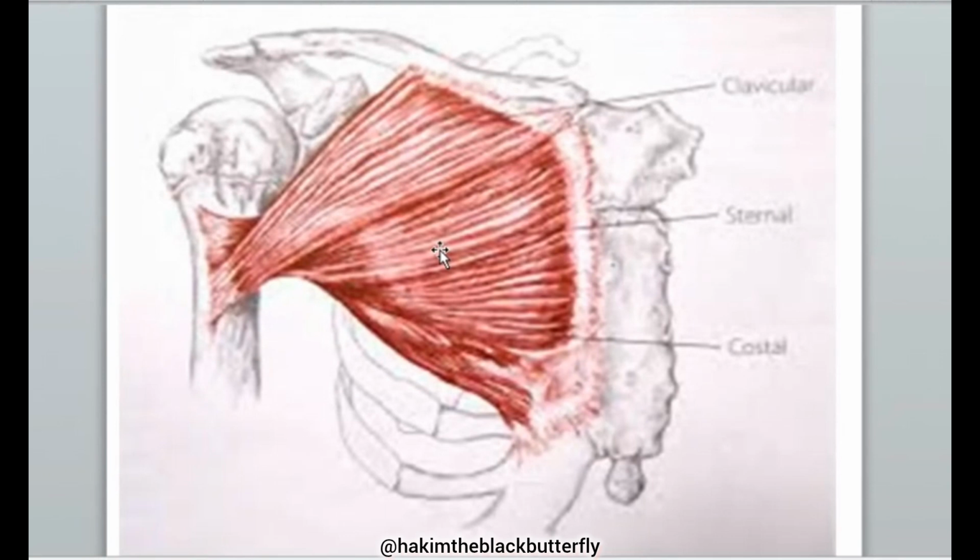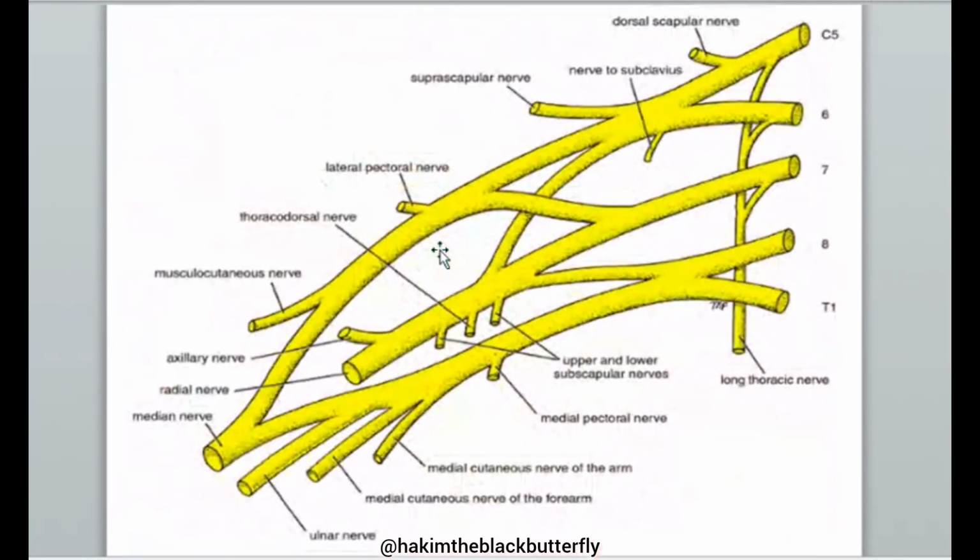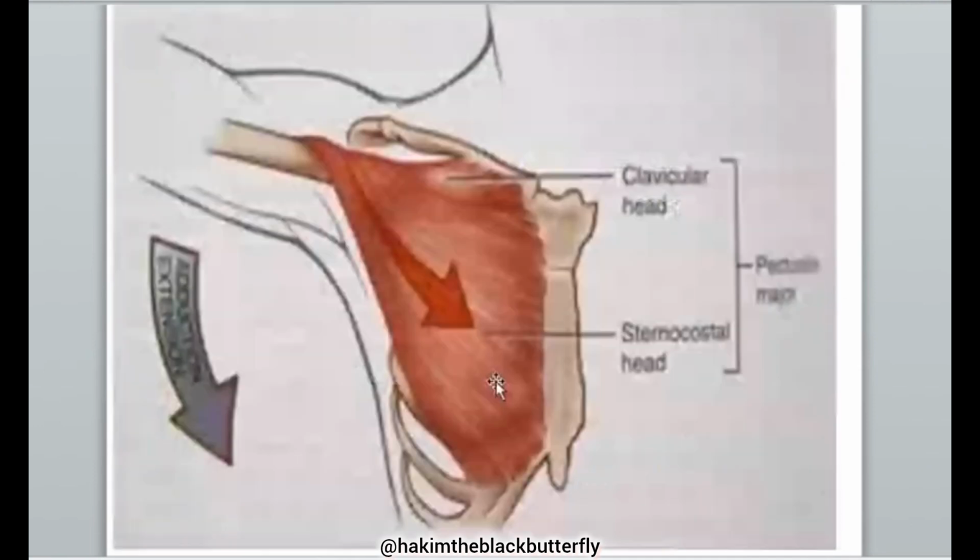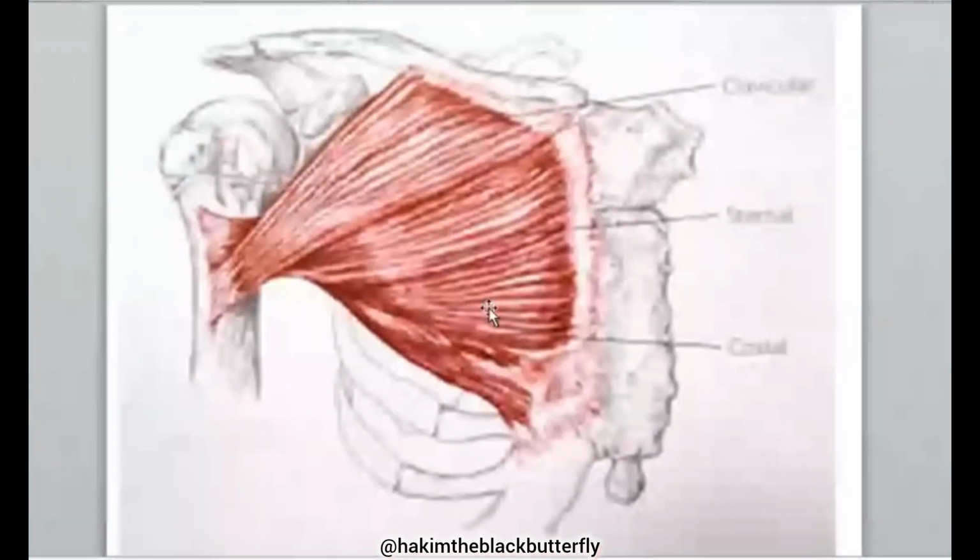Do we have these nerves coming from the brachial plexus? Yes. You go back and look at the brachial plexus. You see, the lateral pectoral nerve is a branch of the lateral cord, and the medial pectoral nerve is a branch of the medial cord. Those are the two nerves which supply pectoralis major.